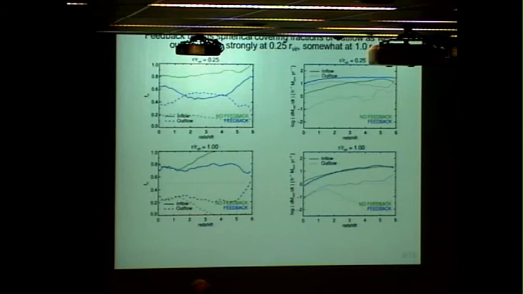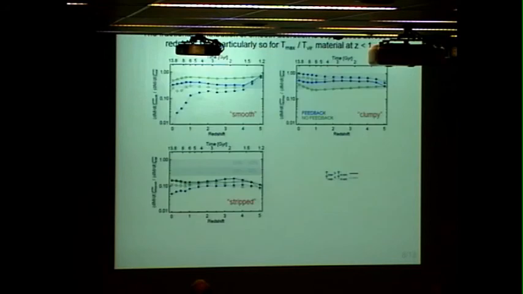Okay, so I focused mainly so far on smooth accretion from the IGM. I just want to comment really quickly, 2 minutes, on the relative contribution of the different modes. So smooth, clumpy, and stripped. I'm just showing here the fractional contribution of each mode to the total primordial accretion rate.